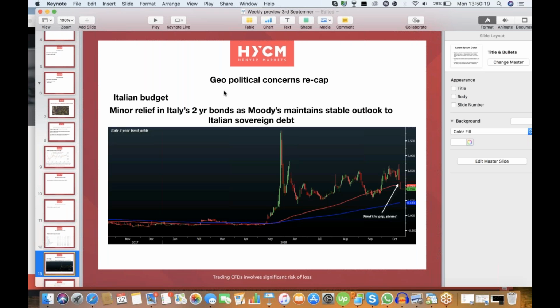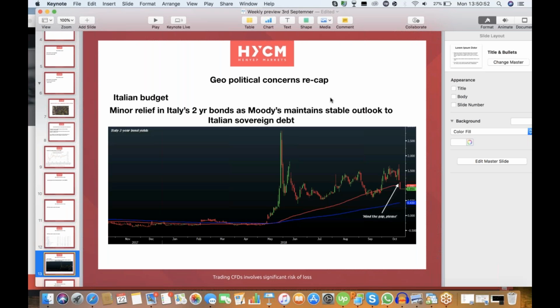But then, all of a sudden, it's dawned on the Italian government that if they're so antagonistic to the European Union, the ratings agencies like Moody's and S&P are going to downgrade their Italian sovereign debt. And that has been frightening the market a little bit. And in fact, recently there's been a relief for the Italian bond market, because Moody's, the rating agency, have maintained a stable outlook on Italian sovereign debt.